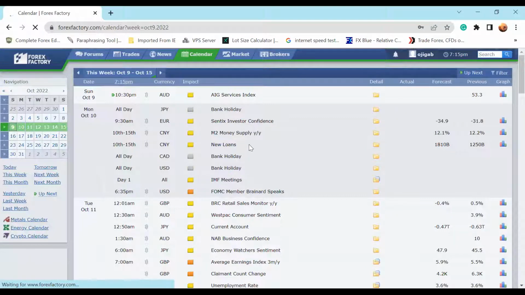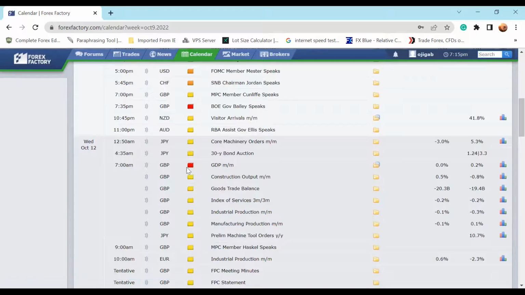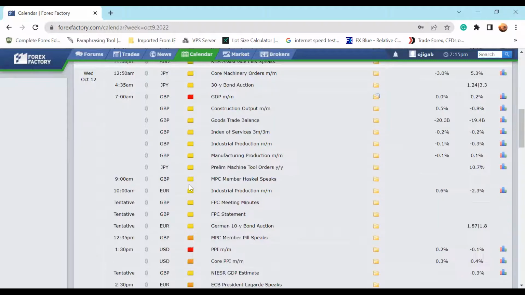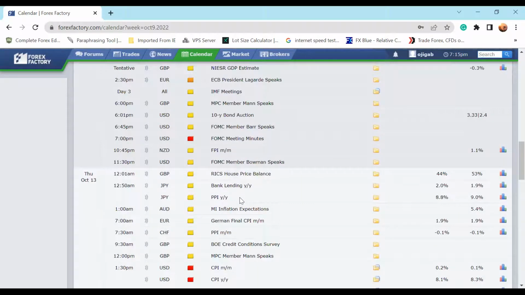From Monday, of course, there are bank holidays in the US and in Canada, also in Japan. So I don't expect much volatility across the pairs on these days. From Tuesday, we'll begin to see some movement when all pairs will be open for transactions. On Wednesday, we have GDP news on the Great Britain pound, and also on USD, this is very, very important data, the PPI that will be coming out on Wednesday. So traders, please be very aware of this.